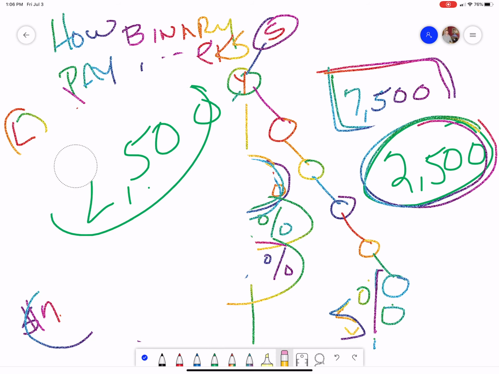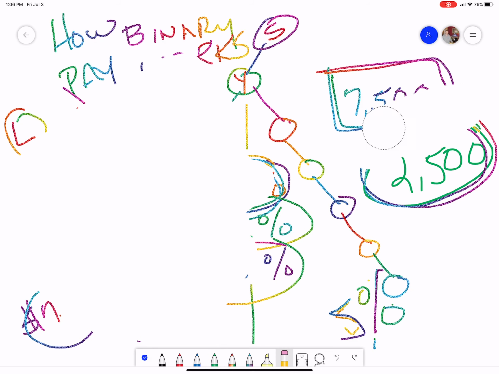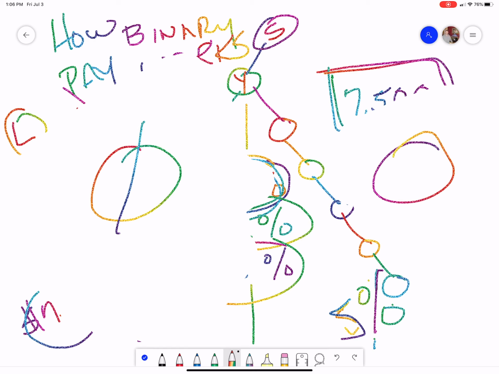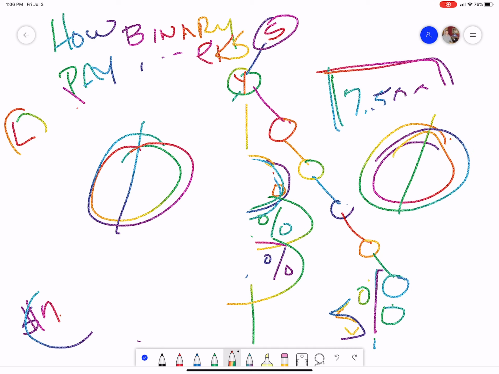The system is going to pay you. The week is over. You're going to go into the next week with 0 on this side and 0 on this side. Why? Because it just paid you a percentage of the 2,500 points on that side and the 2,500 points on this side.